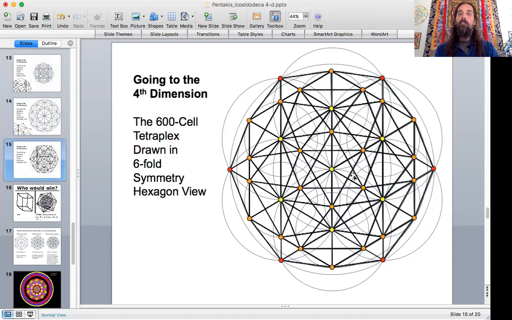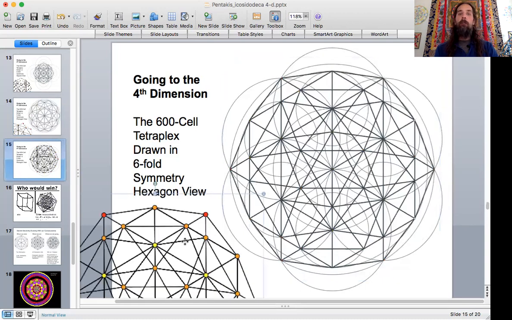So here's the Phi Circle drawing underneath. You see the Phi circles giving you all the perfect vertices that you need at these intersection points. And once again, I take away the drawing from Wikipedia, and there we have our six-fold symmetry hexagon view, Pentakis Icosidodecahedron, showing the geometry that we need to represent the 4D 600-cell tetraplex from that view, in the same simple design of 14 circles that is bringing us to the 4D shapes.